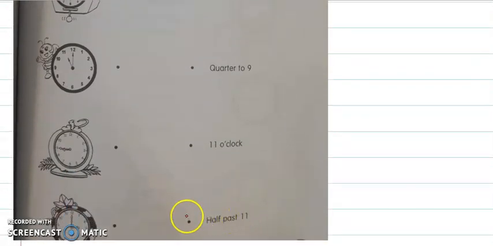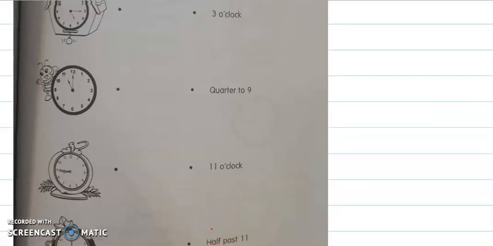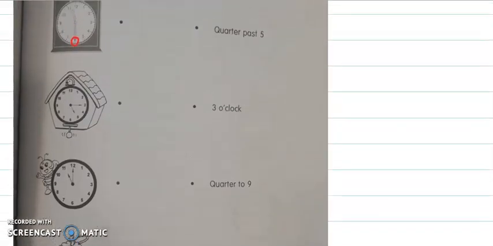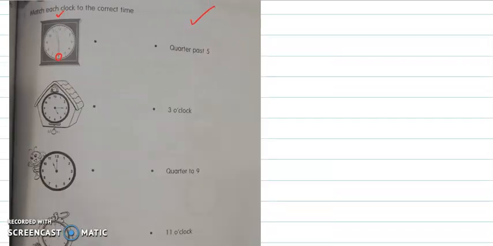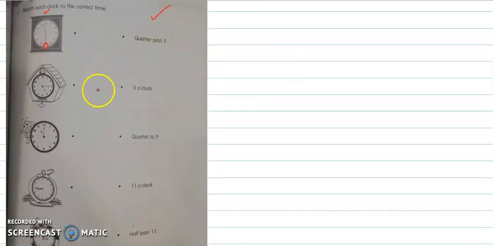So I will match it with this one. Better if I give them the numbers, or if you want to draw the lines, it's up to you. You can do anything. So I will just draw this line here to match them. So this is going to be half past 11.